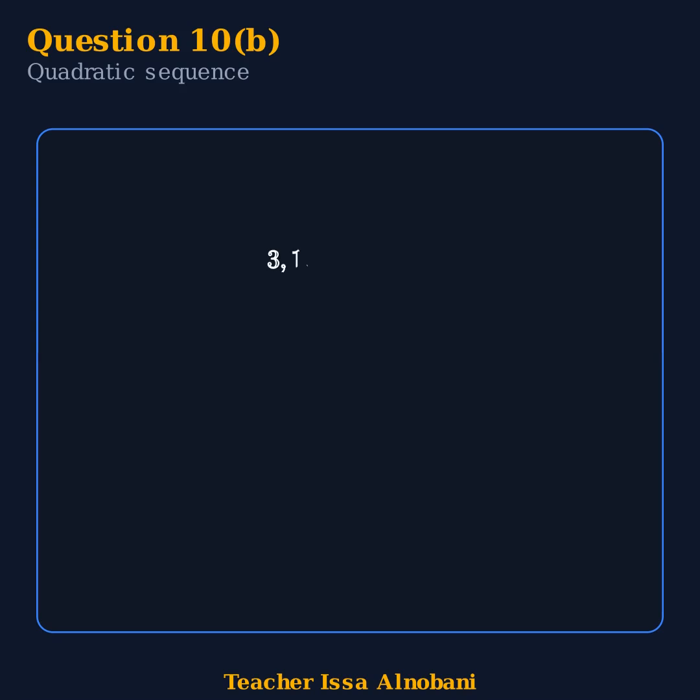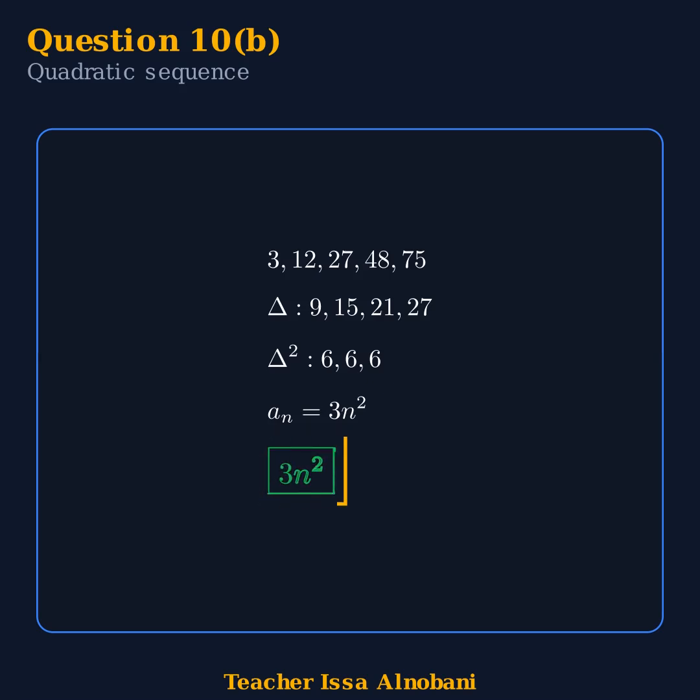For the second sequence, the first differences are 9, 15, 21, and 27. These are not constant, so the sequence is not linear. The second differences are all 6, so it is quadratic. For a quadratic sequence, an squared plus bn plus c. The constant second difference is 2a. Therefore, 2a equals 6, so a equals 3. Testing 3n squared gives 3, 12, 27, 48, and 75 exactly. Therefore, the nth term is 3n squared.